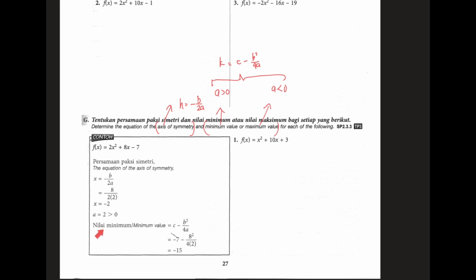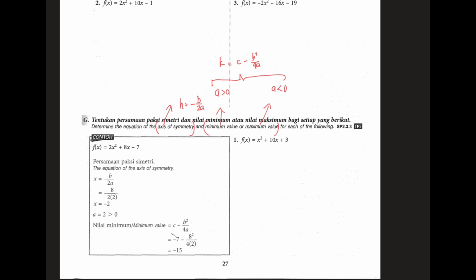Now you want to find the minimum value. Why is this the minimum value? Because a is greater than 0. a is 2, greater than 0. So to find the minimum value, you use this formula, c minus b squared over 4a. So substitute, and then I get negative 15. So when you're doing this, you can avoid completing the square.